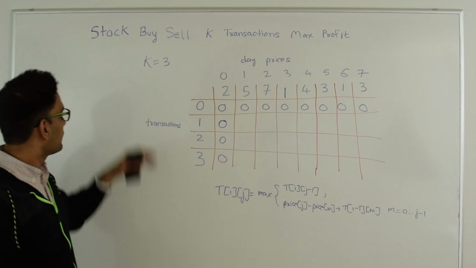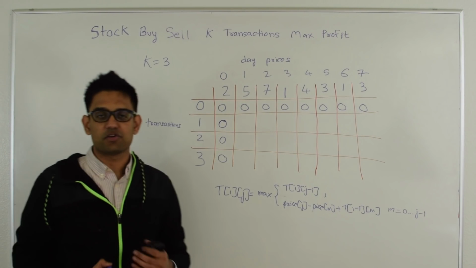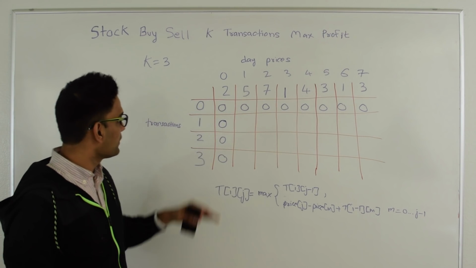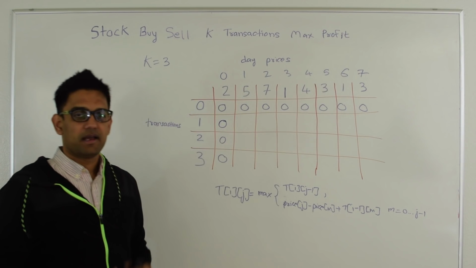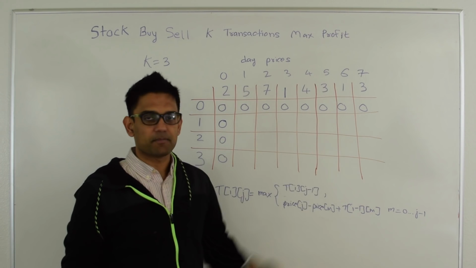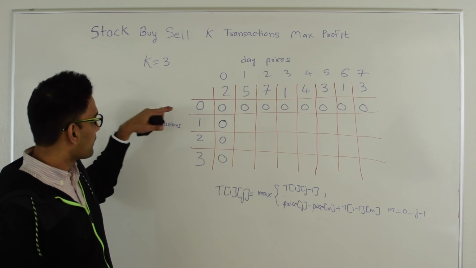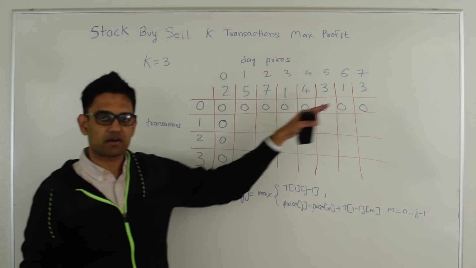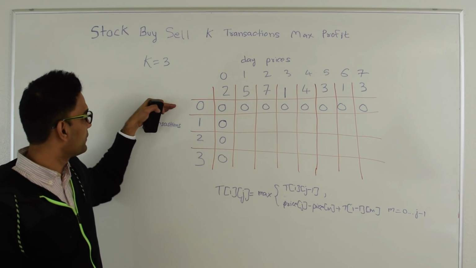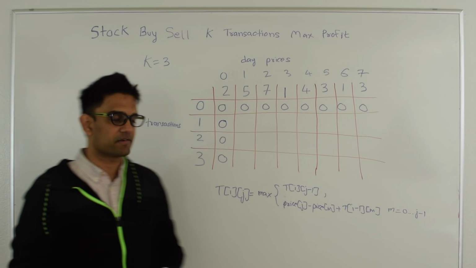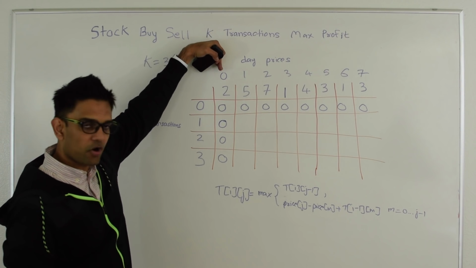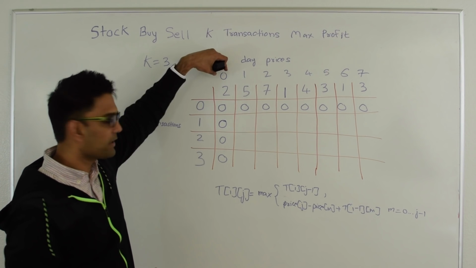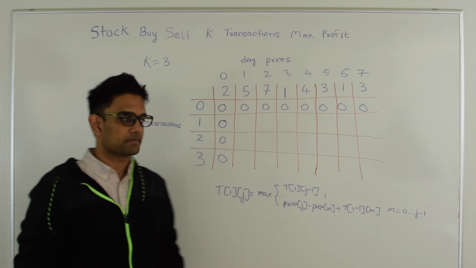In this example here, our K is 3, so you can do at max 3 transactions. And these are the prices going from the 0th day till the 7th day. And our aim is to find out the maximum profit. So our 0th row is all going to be 0, because no matter what the prices are, if you cannot transact at all, if you have 0 transactions, you cannot make any profit. Also, the 0th column is all 0, because no matter how many transactions you have, if you have just the price for one day, you cannot make any profit.